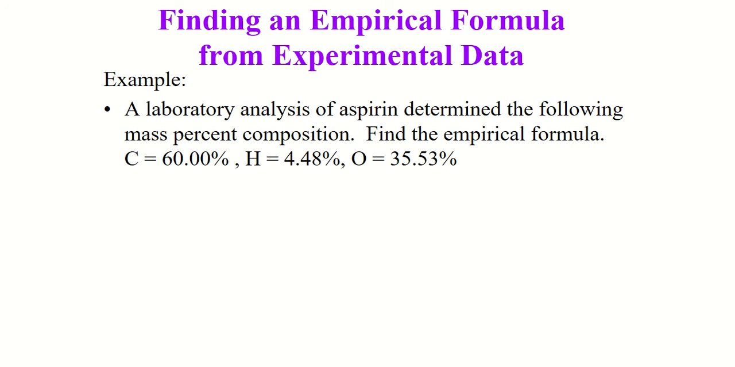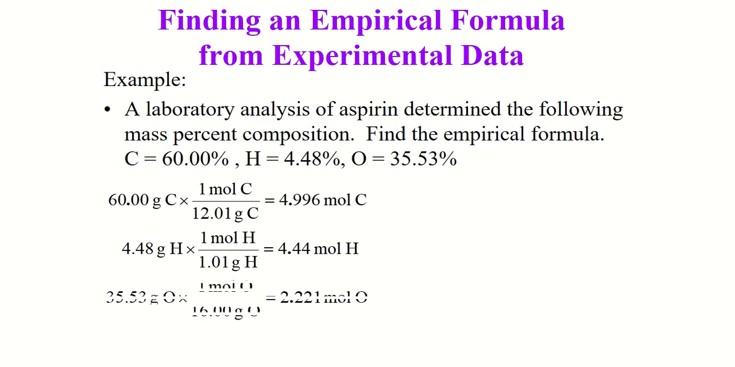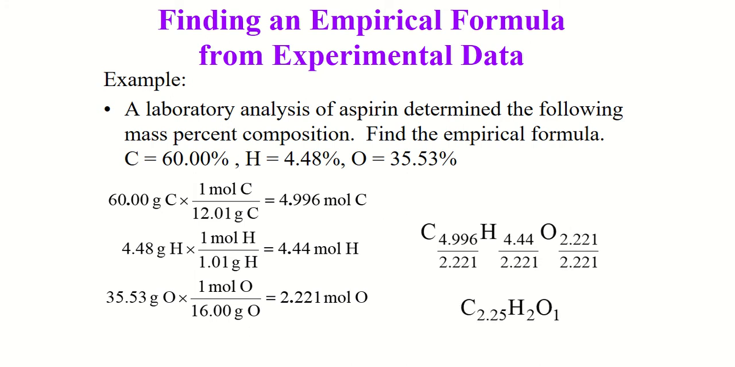I convert grams to moles for each element here. So we have this. Right now, I'm going to divide the mole numbers by the smallest number. Carbon, hydrogen, oxygen, I divide by the smallest number, and I will find this. Please understand, whenever we have a number like 2.25, you cannot round this number to 2 or to another number like 3.